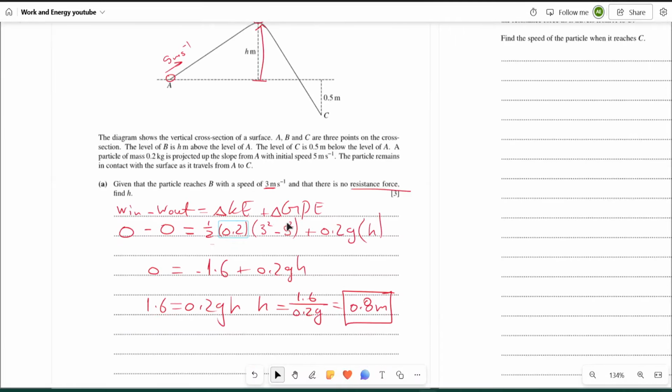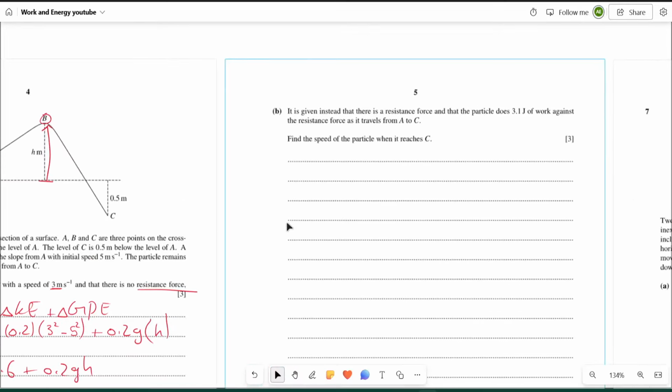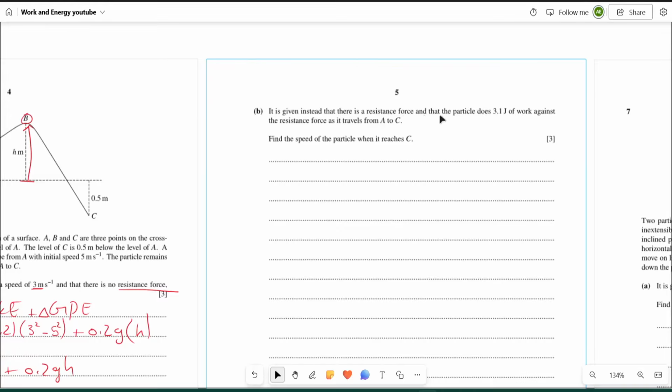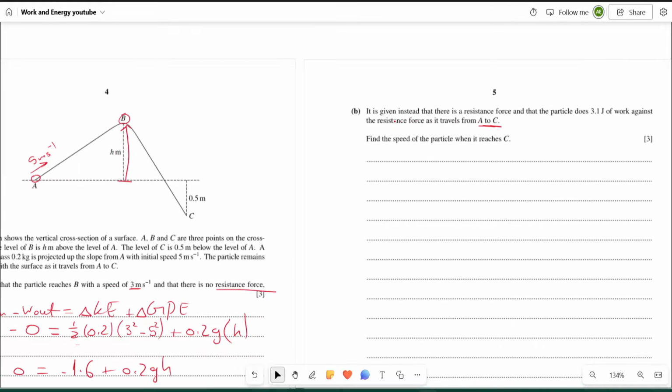Okay, let's do part B for this question. It says that it's given instead that there is a resistance force and that the particle does 3.1 joules of work against that resistive force. This 3.1 joules, is it work in or work out? You said work out, you're absolutely correct. And the question asks about the resistance as it travels from A to C. So A is our initial point, C is our final point.